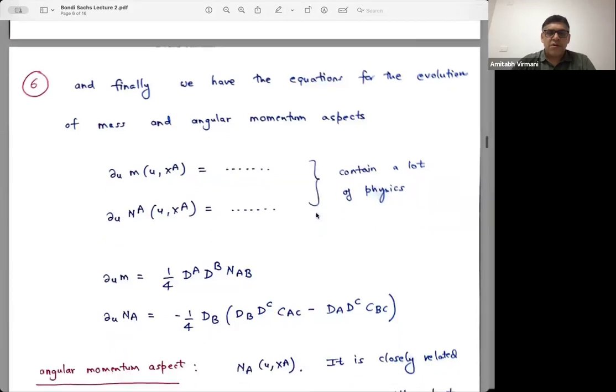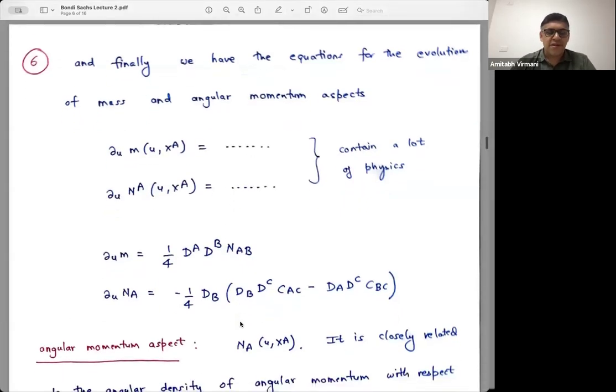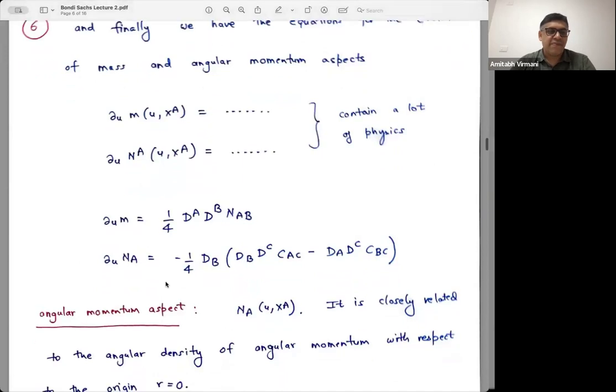So in asymptotically flat spacetimes in vacuum gravity, these equations are not very difficult to write. I can write them in just 2 lines. The equation tells us that del_U of M is a double derivative of the News tensor. And the derivative of the angular momentum aspect is related to some sort of double derivative of the C tensor. The C tensor doesn't have a name. It's perhaps the most important quantity, but doesn't have a name. The N tensor has a name, Bondi News, but C doesn't have a common name.